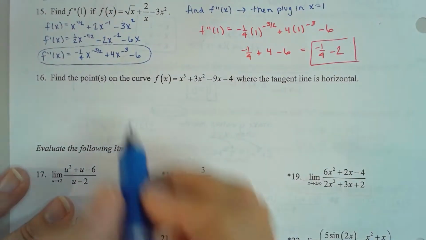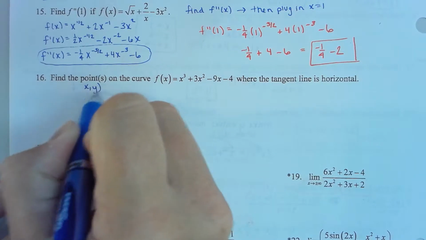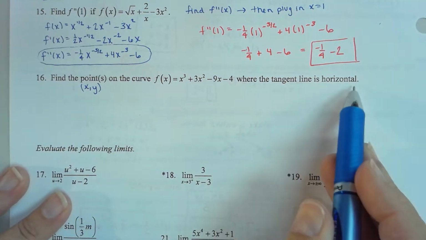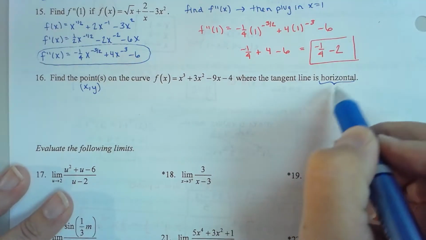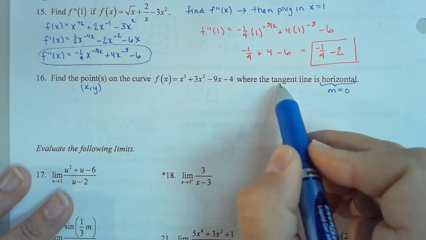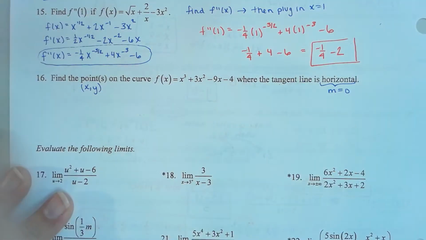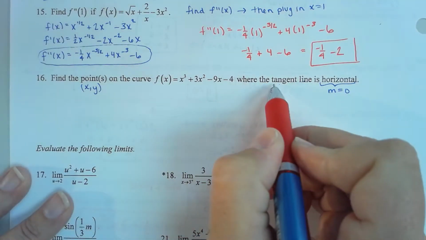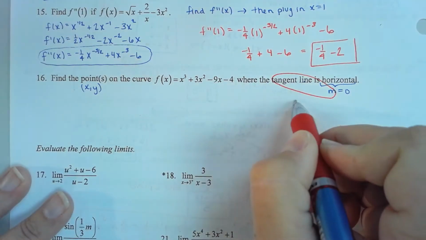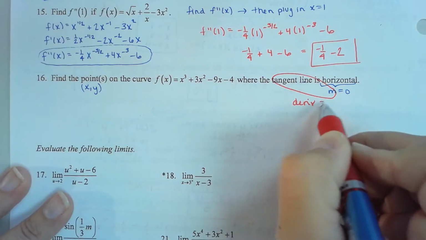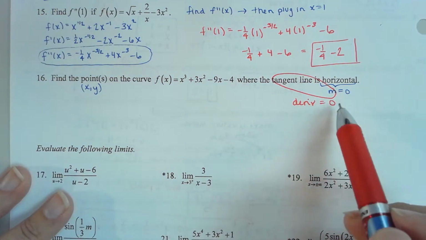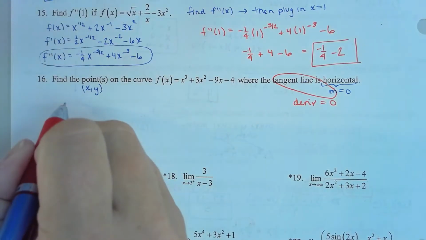Find the points on the curve. So we want x and y, where the tangent line is horizontal. Horizontal lines have slope of 0. So I'm asking, where does the tangent line have a slope of 0? Well, we get the slope of the tangent line from the derivative. So I'm really saying, when is the derivative equal 0?